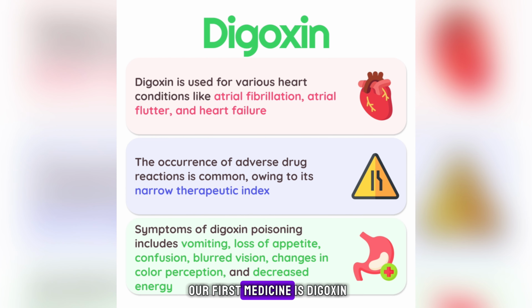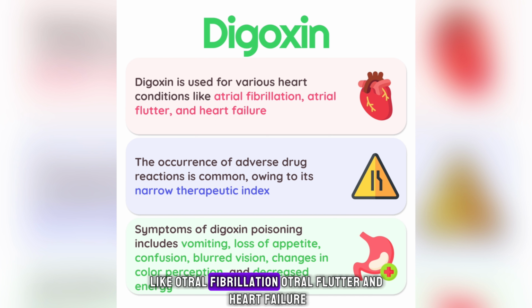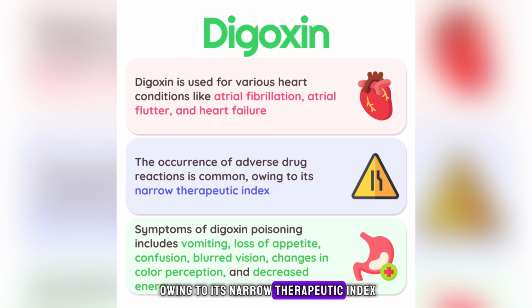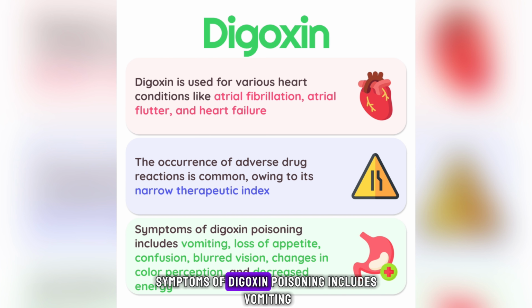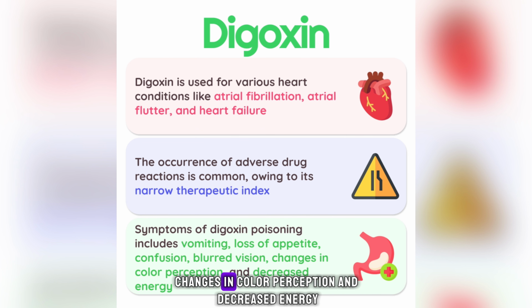Our first medicine is Digoxin. Digoxin is used for various heart conditions like atrial fibrillation, atrial flutter, and heart failure. The occurrence of adverse drug reactions is common. Owing to its narrow therapeutic index, symptoms of digoxin poisoning include vomiting, loss of appetite, confusion, blurred vision, changes in color perception, and decreased energy.